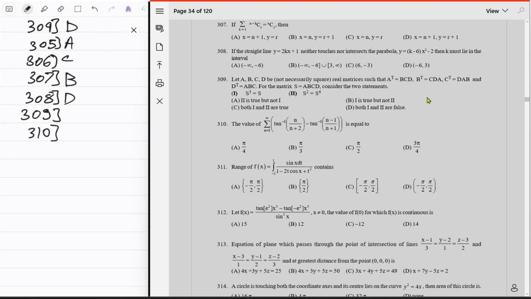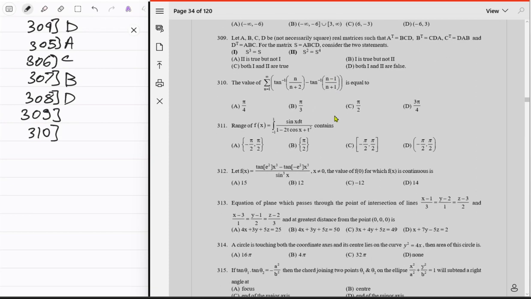I really need to see कि इसकी कोई प्रॉपर थियरी रहती है ये सब करने की, बिकॉज अपन सिर्फ गेस वर्क से तो नहीं कर सकते ना. Okay, the value of this sum is equal to, so tan inverse of n upon n plus 2 minus tan inverse of n minus 1 upon n plus 1. Okay, upon n plus 2. Difference and then this happens.